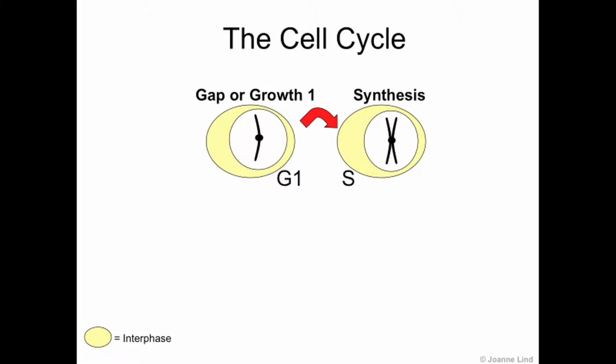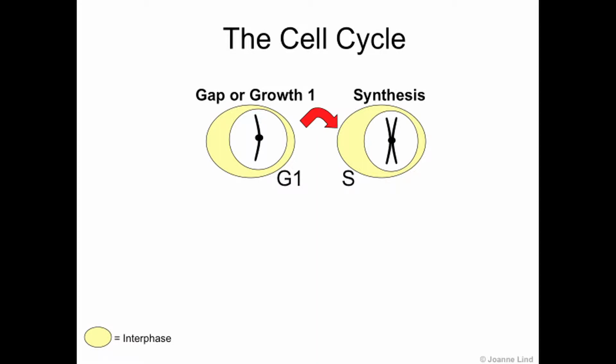Which leads us to the next phase, which is the synthesis phase of the cell cycle, or the S phase. This is where DNA replication occurs. During DNA replication, the DNA base pairs are separated and used as templates to create a complete copy of the original DNA. So at the end of the synthesis phase, you have a single chromosome, but now that chromosome has two sister chromatids, which is two pieces of double-stranded DNA that are identical to each other.